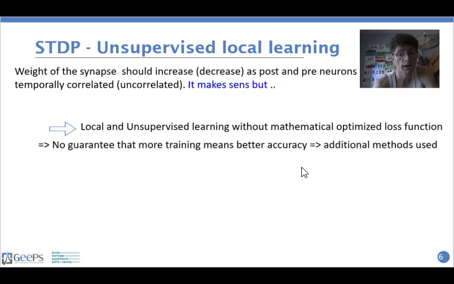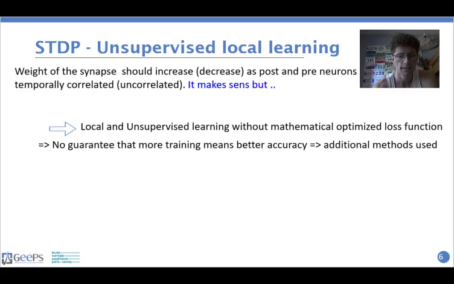First, it's a local and unsupervised learning. I've already presented what unsupervised learning is, I've done a video about the subject, and we've seen that unsupervised learning is limited to only a certain type of application, like clustering. So STDP on its own is limited to certain types of learning applications, and also it's not really efficient on its own. It barely gives a good accuracy on simple problems such as the MNIST dataset.